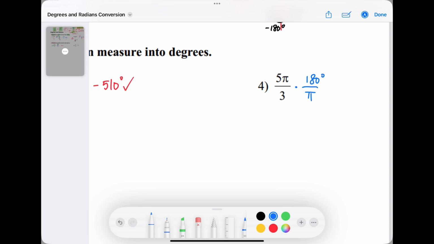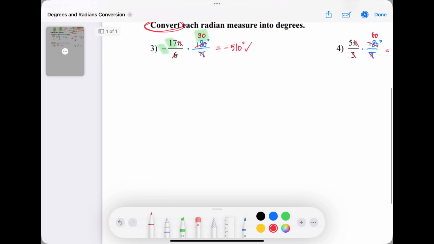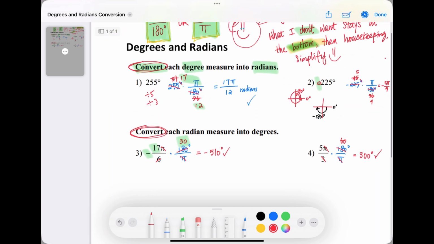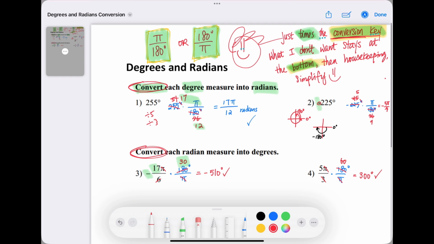So this tells me I don't want pi, so I'm times 180 degree over pi. And yes, indeed, pi and pi cancel out. Can I simplify? Yes, 3 and 180, that will be 60. So what do I got? 5 times 60 degree, that will be 300. That will be 300 degree. Ooh la la, beautiful, beautiful, beautiful.